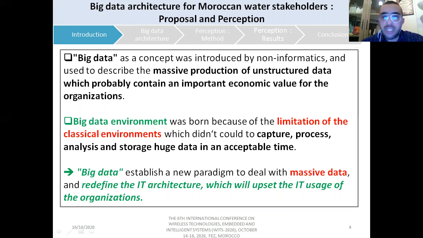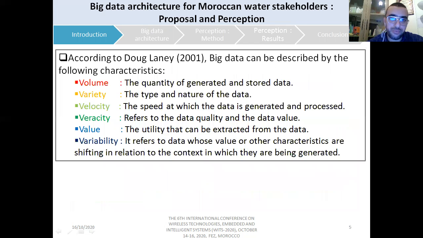Also, the big data environment was born because of the limitation of the classical environments, which could not capture, process, analyze, and store huge data in an acceptable time. So big data established a new paradigm to deal with massive data and redefine the IT architecture, which will upset the IT usage of organizations.